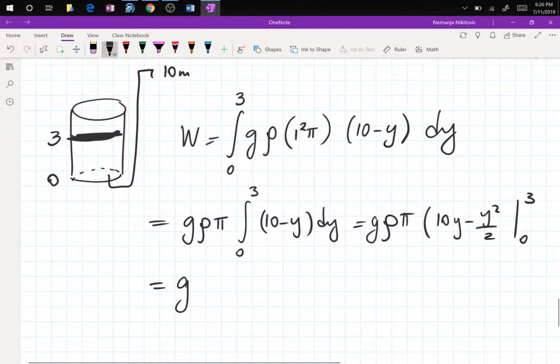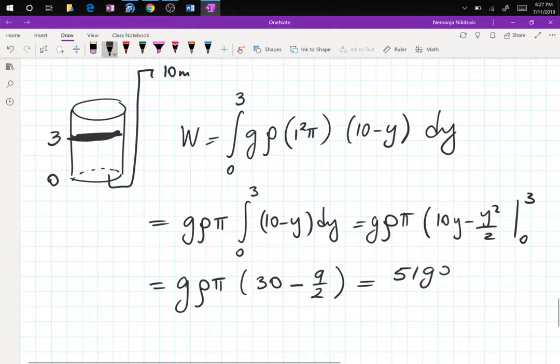rho g pi. And now I plug in 3, which is 30, minus 9 halves, and then minus 0, no one cares. That's 60 minus 9, 51. So 51 rho g pi divided by 2.